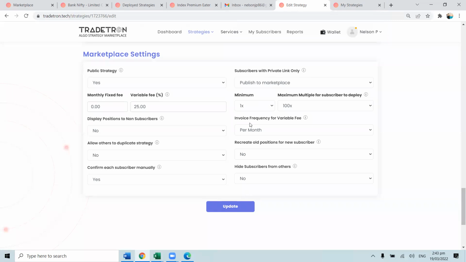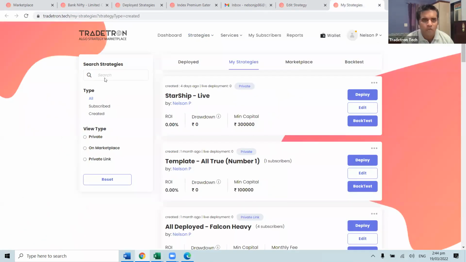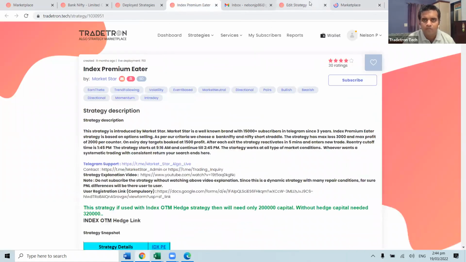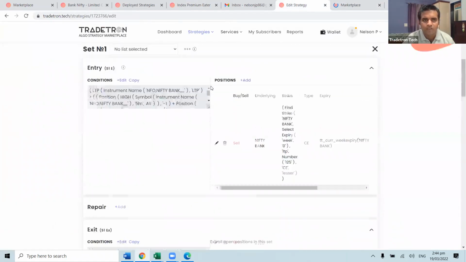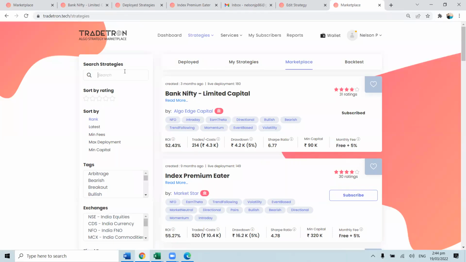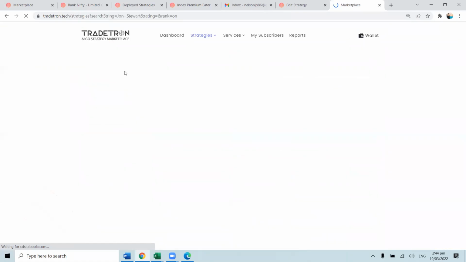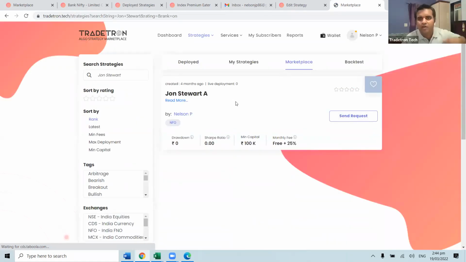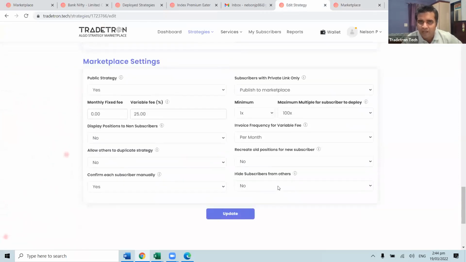All right. Okay. So this is basically publish on marketplace. We will go to marketplace and search for this strategy. This is basically what it says, John Stewart, right? See, now this strategy has been published on marketplace and it's already visible there. It was created 4 months ago with live deployment. I hope this part is clear.